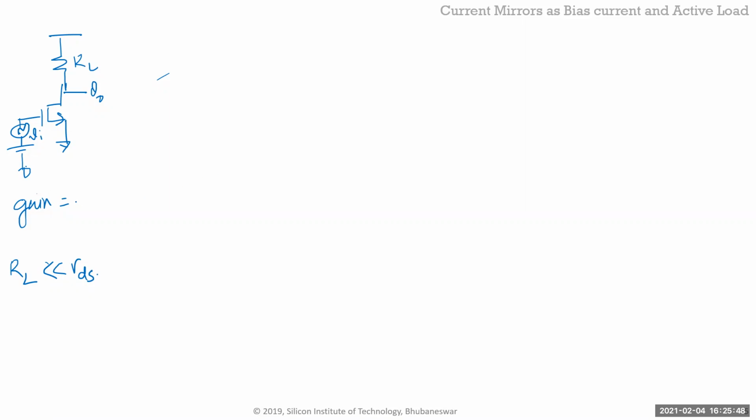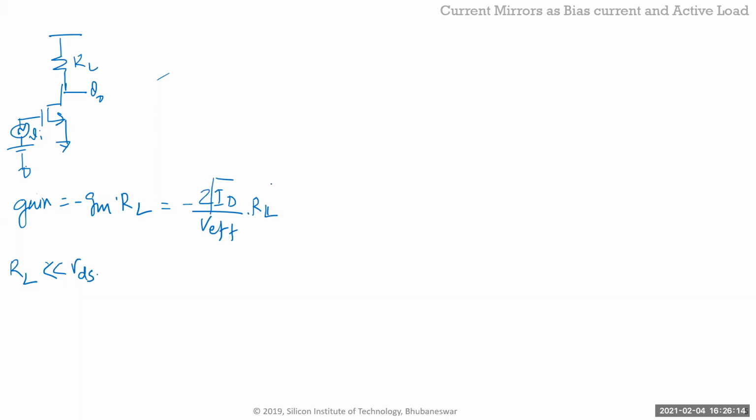Minus gm into RL, right? Because you see, last time you had R naught here, which was the output impedance of the current source. It came in parallel with RDS. So RDS parallel with RL, but I said RL is much less than RDS, right? And so minus gm RL. And what's gm? It's 2 times ID over V effective, times RL, right?